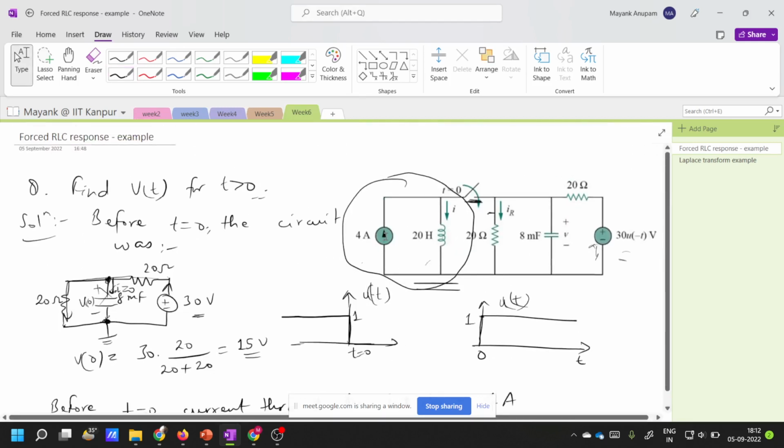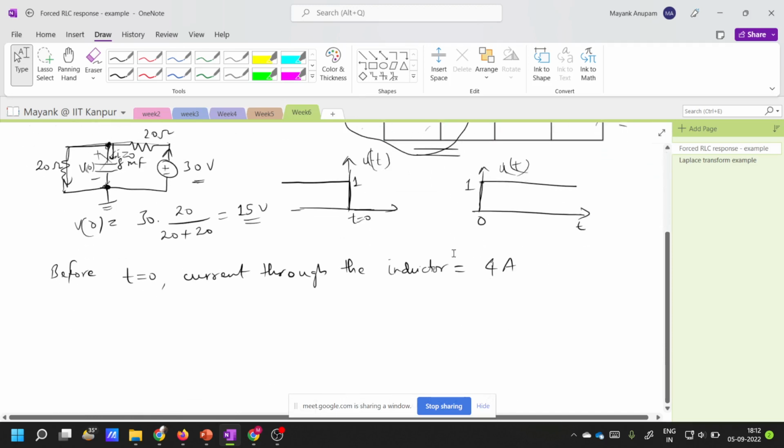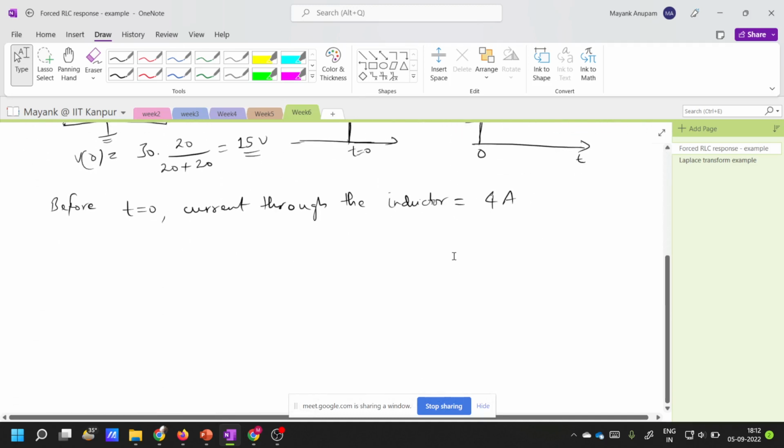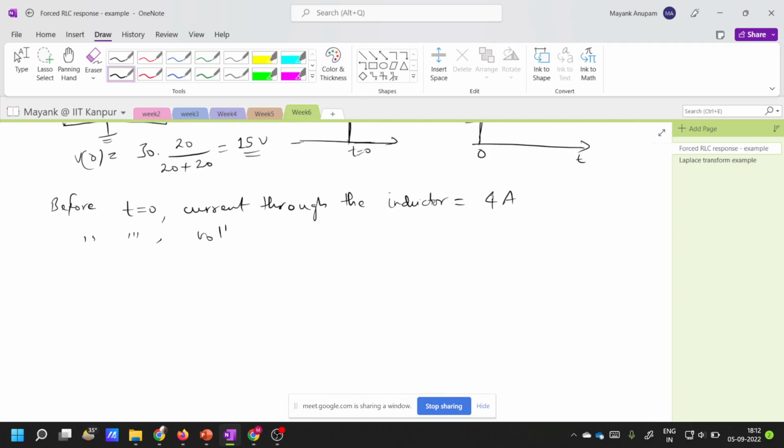This is because all the current that is flowing here has to flow through the inductor, isn't it? And in steady state, the voltage across the inductor is equal to 0. Correct? You know that the voltage drop across an inductor is equal to 0 in a steady state. Fine. Let us also write that. Before t is equal to 0, the voltage drop across the inductor is equal to 0 volts.